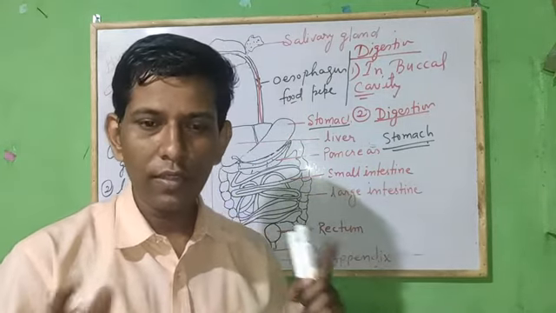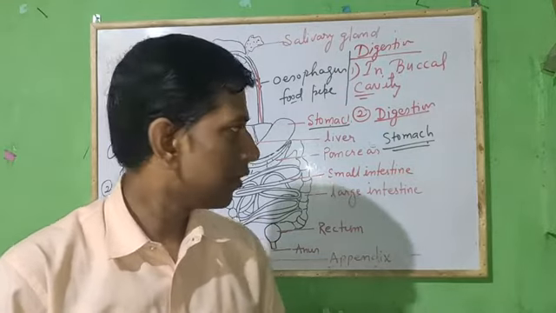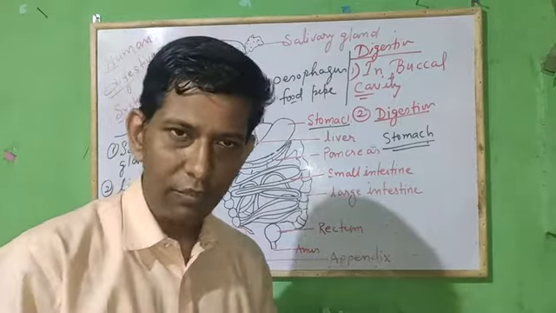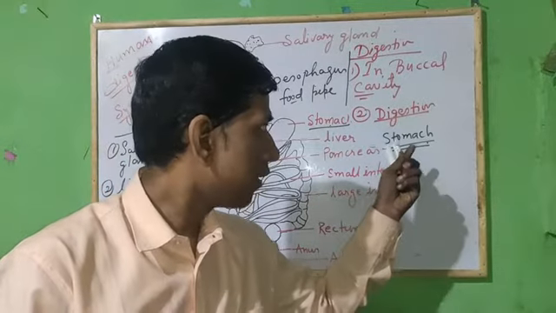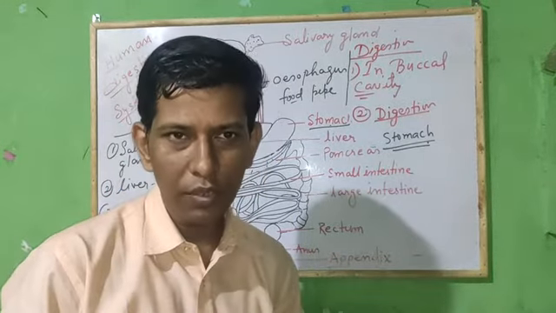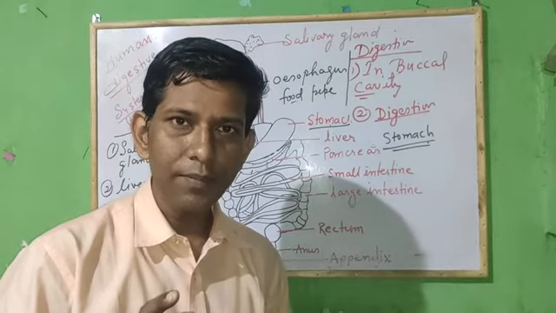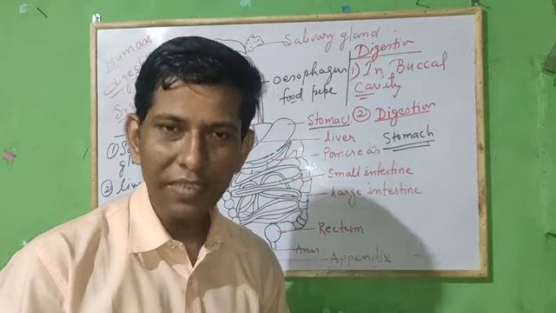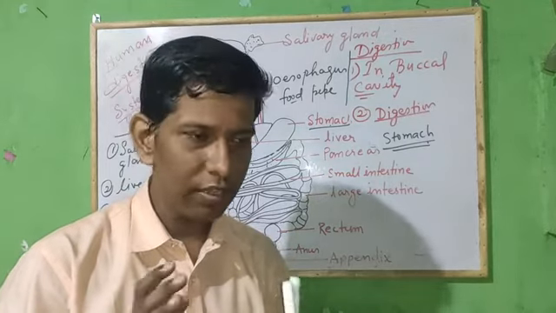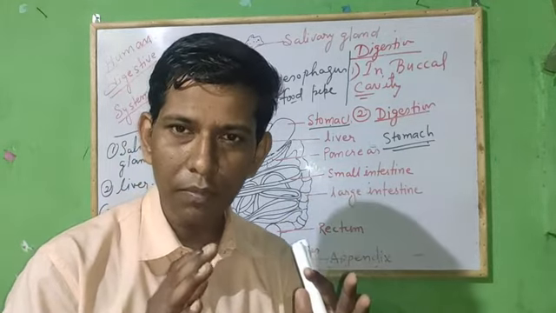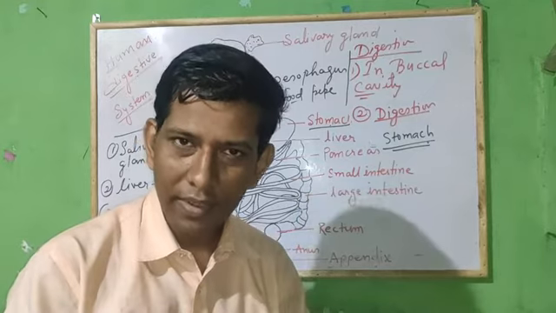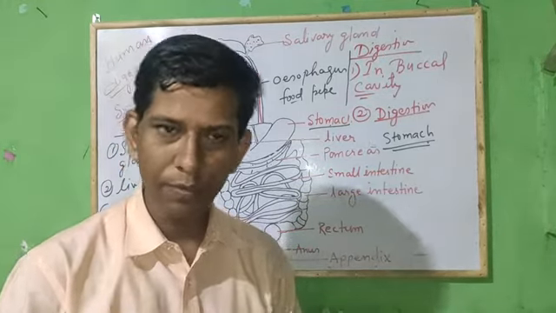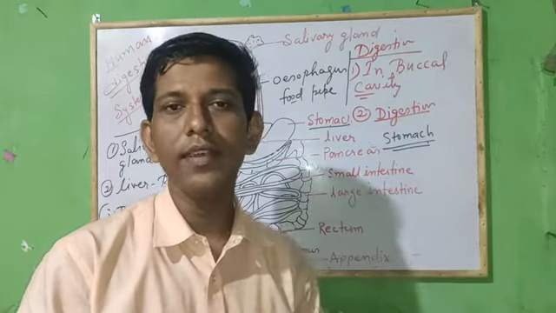Clear? So these are very important things which are secreted by the gastric glands. The hydrochloric acid is most important because it makes the medium in the stomach acidic. If germs or bacteria enter along with the food into our digestive system, then the hydrochloric acid kills such types of bacteria.